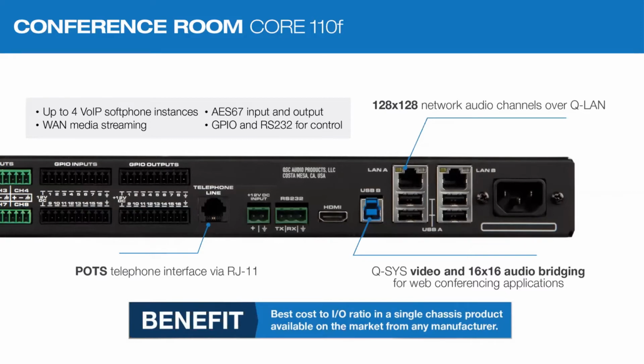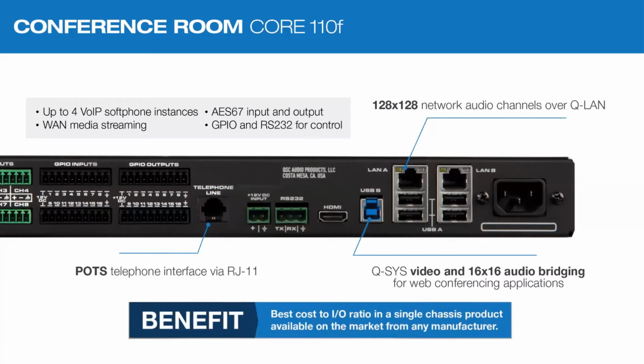This gives you 128 audio channels in and 128 audio channels out on the QLAN network, which is quite a lot for a product in this class. This, combined with all the DSP power in it, will also allow us to do a centralized system, which we'll look at a bit later on.